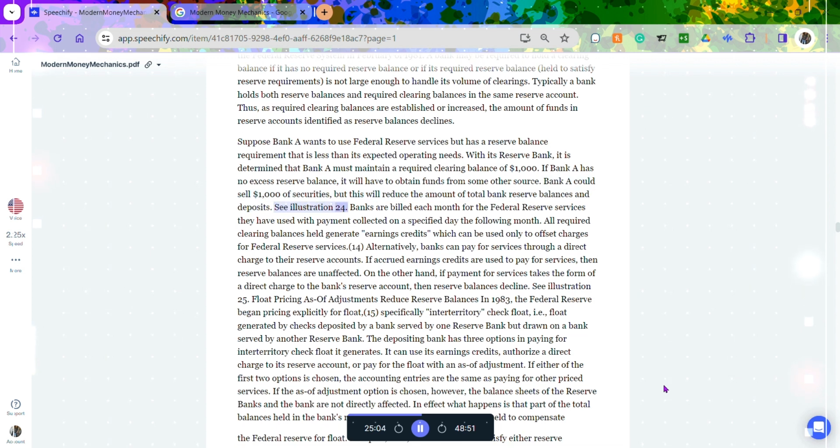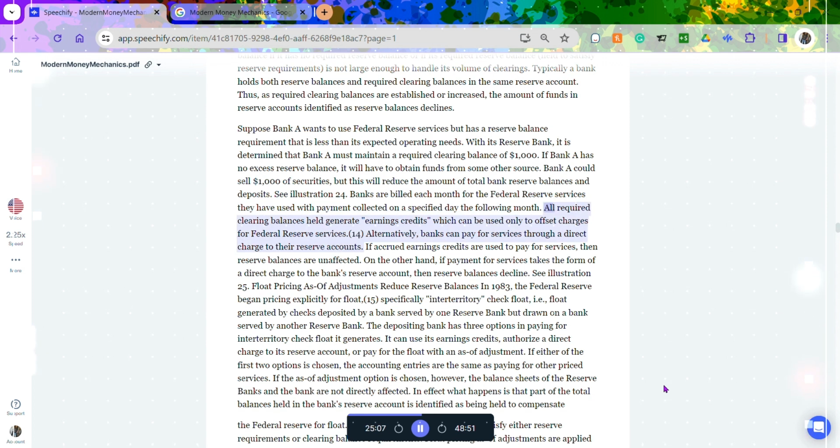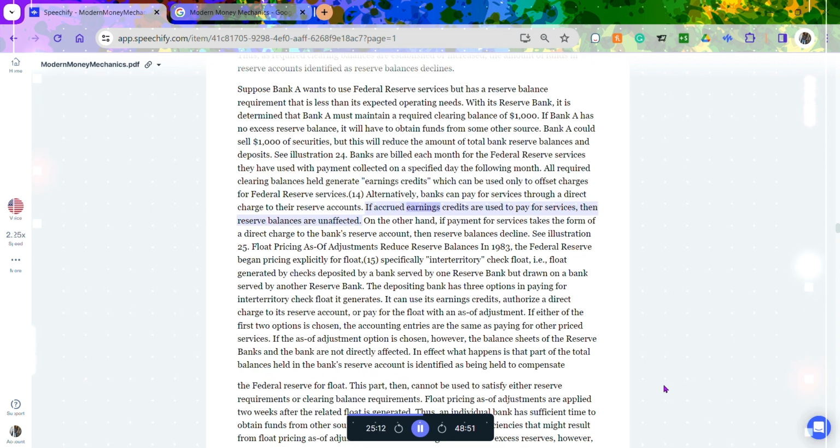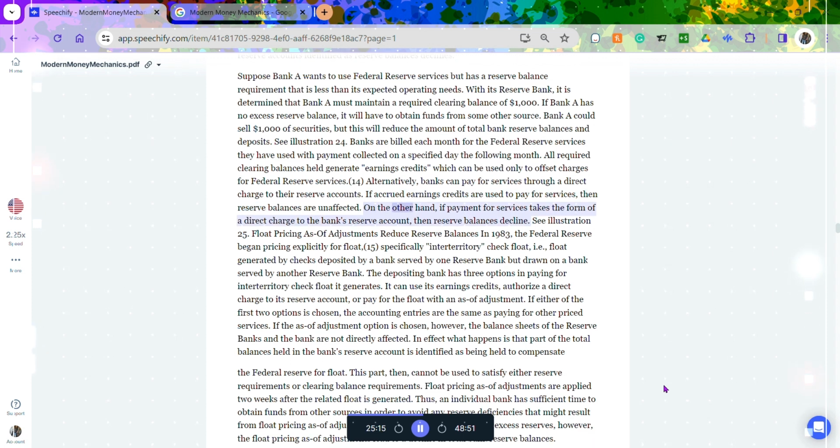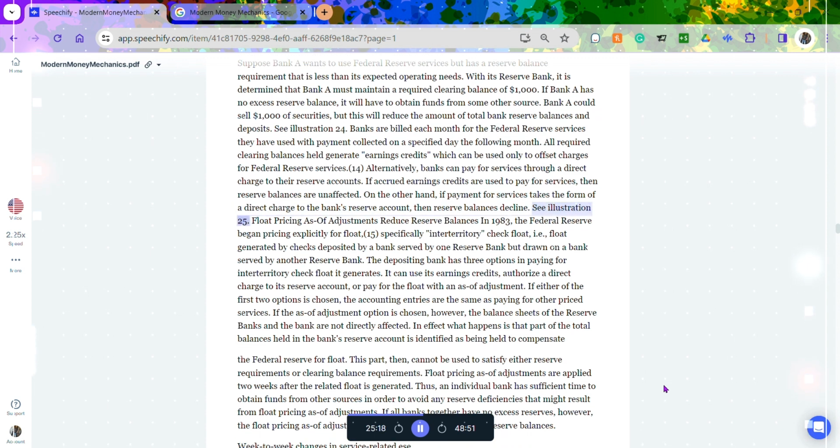See illustration 24. Banks are billed each month for the Federal Reserve services they have used, with payment collected on a specified day the following month. All required clearing balances held generate earnings credits which can be used only to offset charges for Federal Reserve services. 14. Alternatively, banks can pay for services through a direct charge to their reserve accounts. If accrued earnings credits are used to pay for services, then reserve balances are unaffected. On the other hand, if payment for services takes the form of a direct charge to the bank's reserve account, then reserve balances decline. See illustration 25.